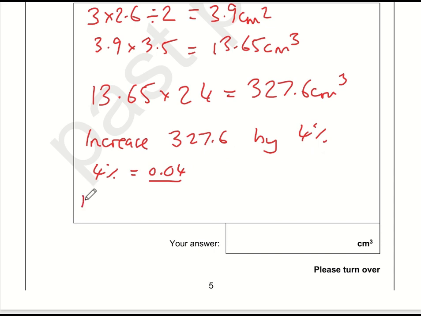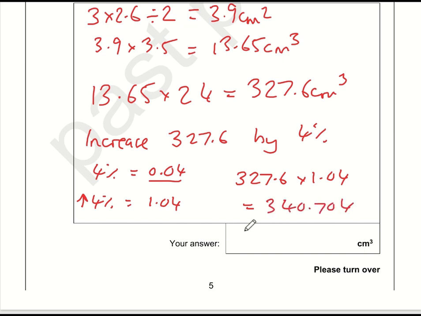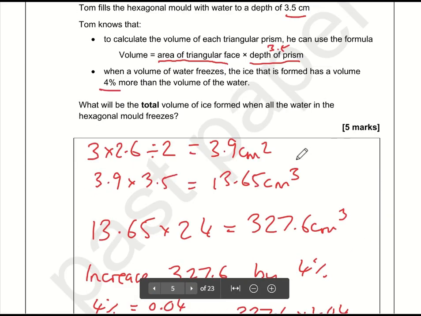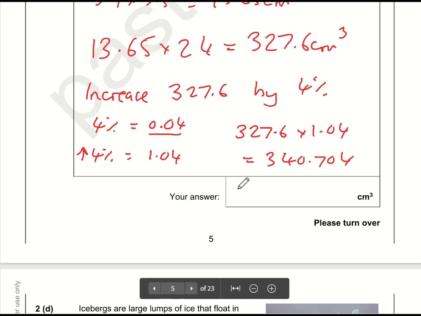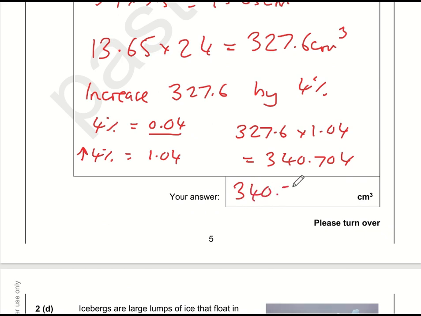But much better is you can just do it in one step. If this is the multiplier to calculate 4% of an amount, if you want to increase something by 4%, this is the multiplier you use plus 1, so it is 1.04. So the calculation is simply 327.6 multiplied by 1.04, and that becomes 340.704. Do we need to round the answer? It doesn't say anything about rounding, so I'll just leave it as it is. So 340.704 cubic centimetres.